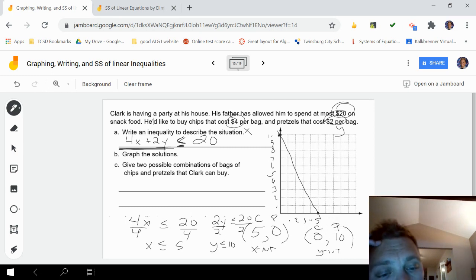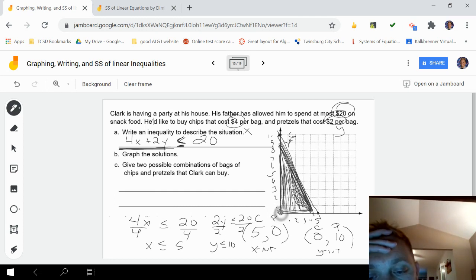And then it says give 2 possibilities. This is less than, so it's got to be below the line. So again, if we draw our mountain climber, the mountain's always below his feet. So anything that's in or on that line is going to be a solution set. My favorite question is right here. If I graph this point, is that a solution? Is 0, 0 a solution? Yes, that means you stole your dad's 20 bucks and didn't buy any chips, didn't buy any pretzels.